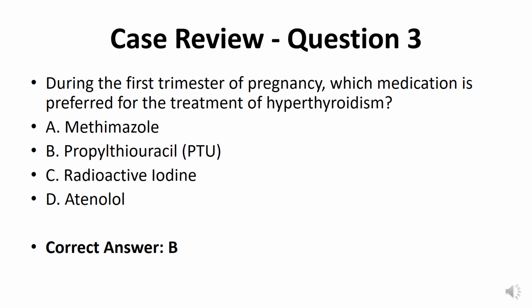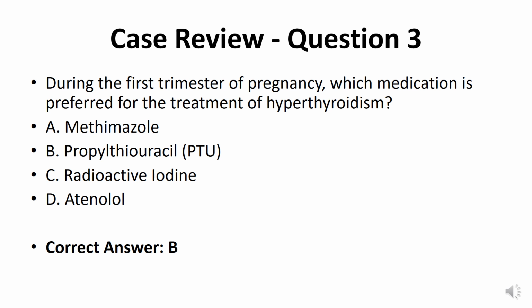Option A, methimazole, is generally the preferred thionamide outside pregnancy because it has lower liver toxicity and convenient once-daily dosing. But during the first trimester, propylthiouracil is safer for fetal development. Option C, radioactive iodine, is absolutely contraindicated in pregnancy. Radioactive iodine crosses the placenta and can destroy the fetal thyroid gland, potentially causing permanent fetal hypothyroidism.